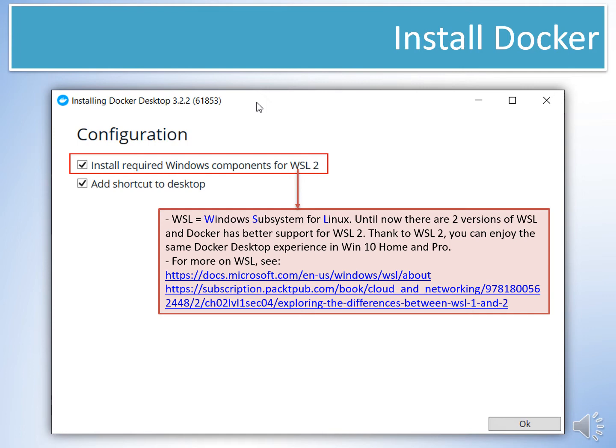There are two versions of WSL, and Docker prefers the second one. With WSL1, Docker Desktop requires Windows 10 Pro version. With WSL2, Docker Desktop can work well in both Windows 10 Home and Pro versions. If you want to find out more about WSL, you can follow the recommended links.